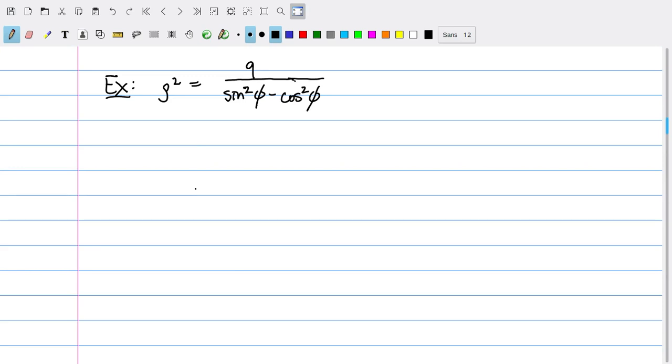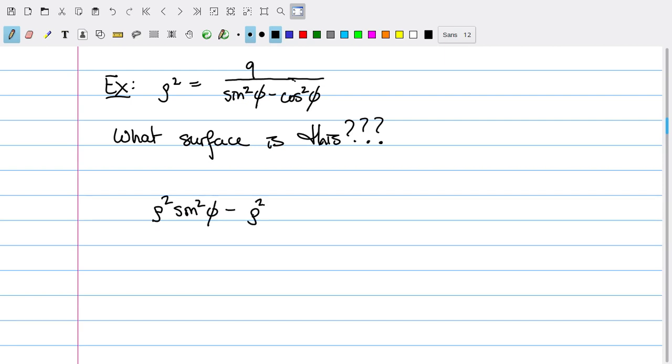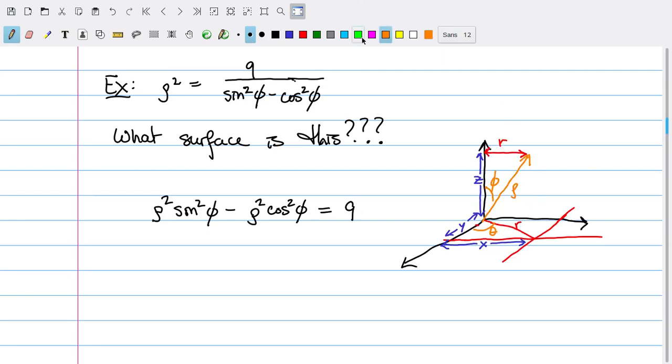Here I've got the equation rho squared equals 9 over the quantity sine squared phi minus cosine squared phi. And I'd like to figure out what surface this describes in Cartesian coordinates. To start out, let me go ahead and clear the denominator and rewrite the expression as rho squared times sine squared phi minus rho squared times cosine squared phi equals 9. Now if I remember my picture again for spherical coordinates, I can see right away that z is going to be given by rho times the cosine of phi. That means that this term over here, given by rho squared cosine squared phi, is going to be the same thing as z squared.